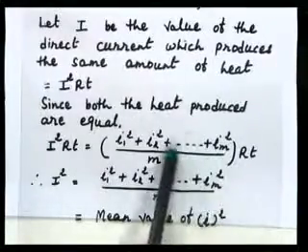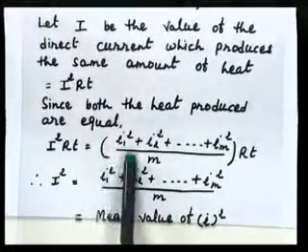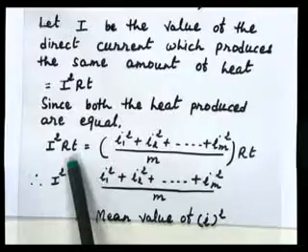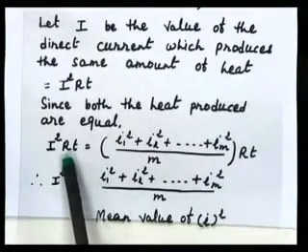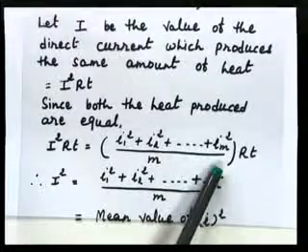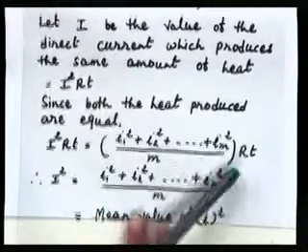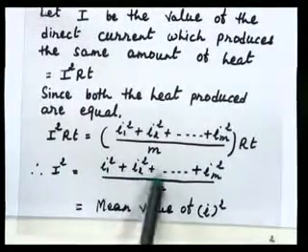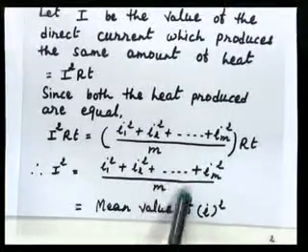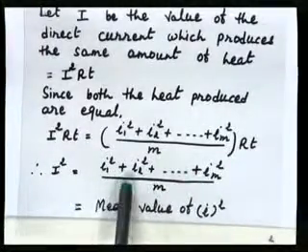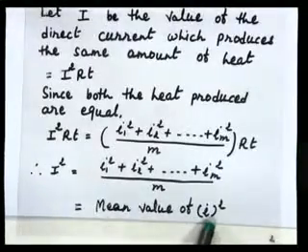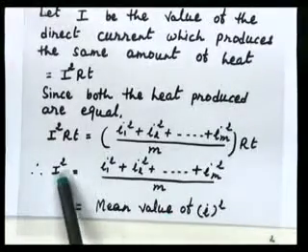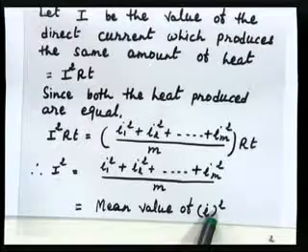Now as we know, the AC and DC current will flow through the same circuit for the same time. So the resistance of the circuit is the same and time is the same, so you can cancel out RT. So your equation is like this: I square is equal to I1 square plus I2 square plus up to Im square divided by M. This equation is nothing but the mean value of I square. So I square is equal to the mean value of I square. This I will indicate the DC current, this I will indicate the AC current.